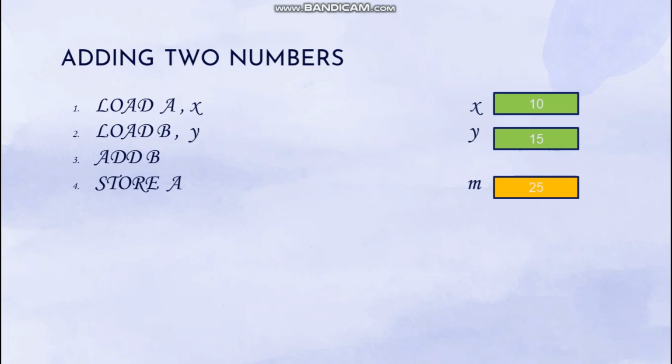In the third instruction, the value which is present in the register B is added to the value present in the accumulator A. We need not write the accumulator A there because accumulator A is the default register, and the result of the addition is also stored in the accumulator A. In the fourth instruction, the result which is present in the accumulator A is written in the memory address M. It is a small program for adding two numbers and it has this instruction set.